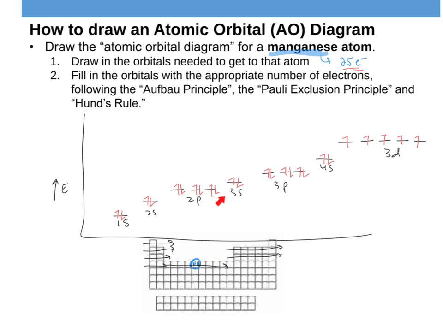I filled the 1s. I filled all the way up to the 4s. And then my 3d is half full, right? I could have fit 10 electrons in there, but I only needed to put 5 in to get up to my 25. And so this is what the atomic orbital diagram for manganese would look like, following those exact same rules.